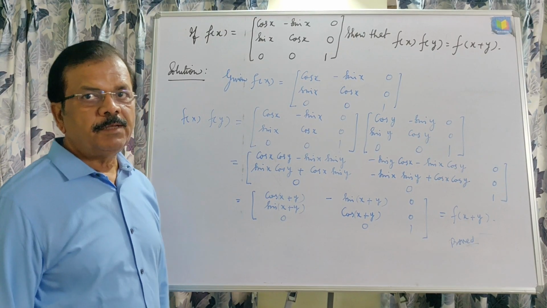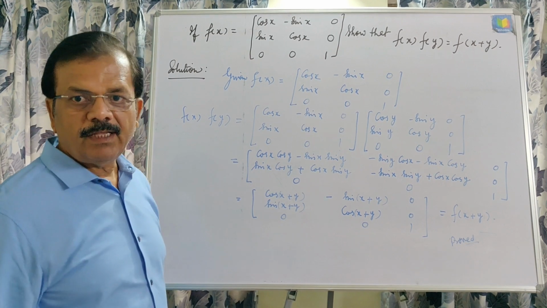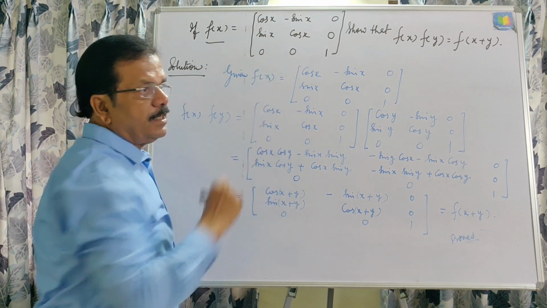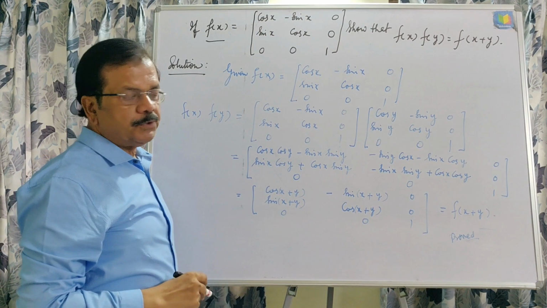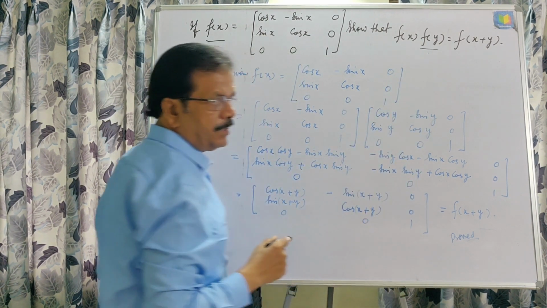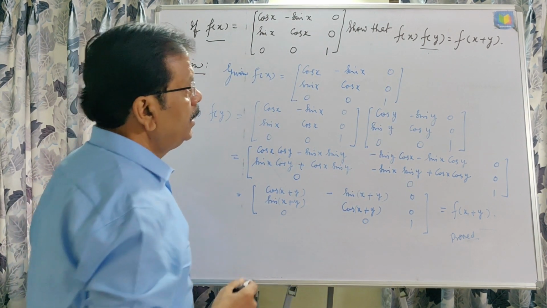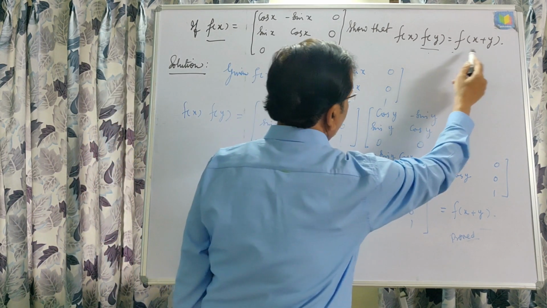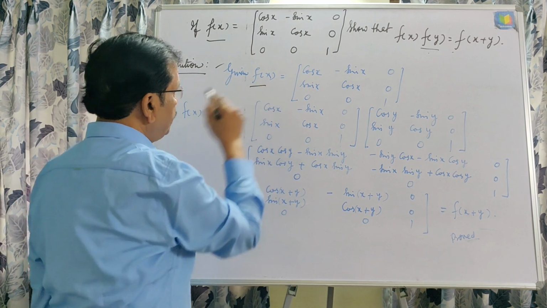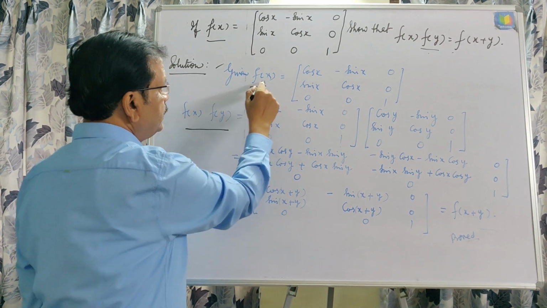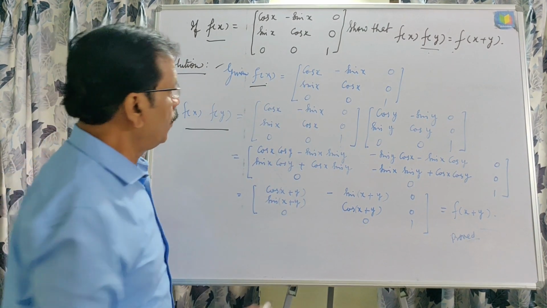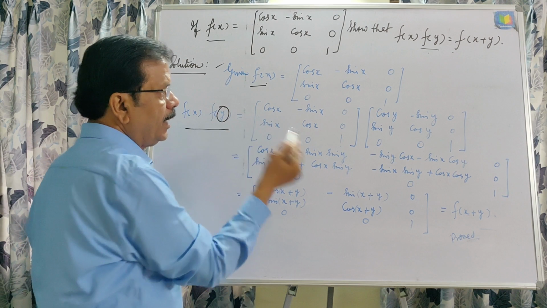See this different and important question. We are given a function of x represented in matrix form, and we have to show that f(x) f(y), that is, if the function is represented in the other variable y, is equal to f of x plus y. Putting this value, f(x) f(y), since this is proved for the variable x, this will also be proved for the variable y, for any variable.